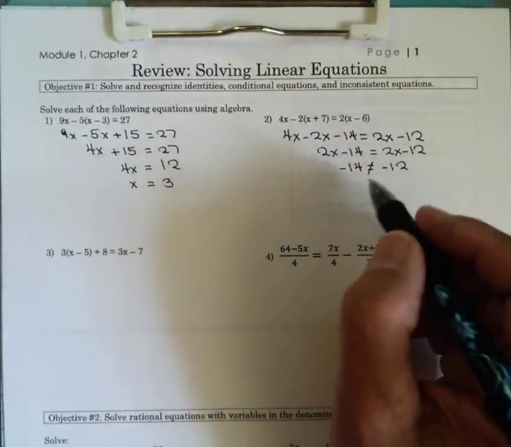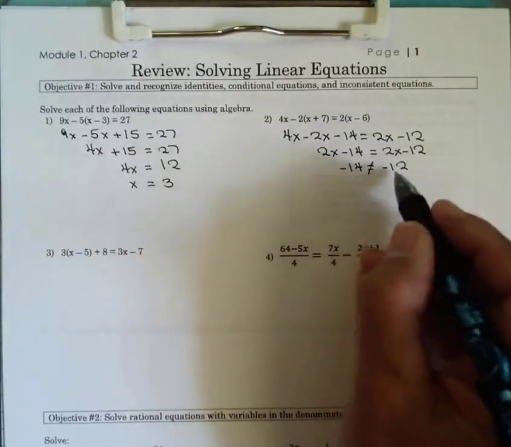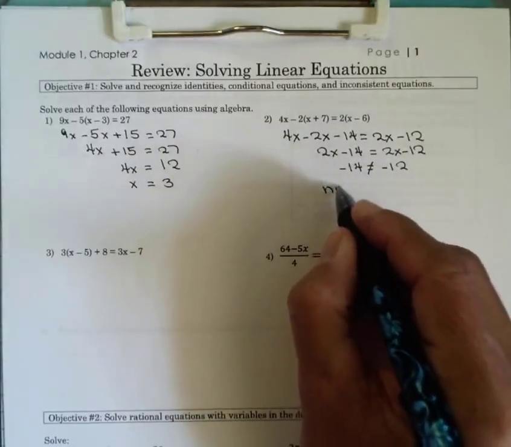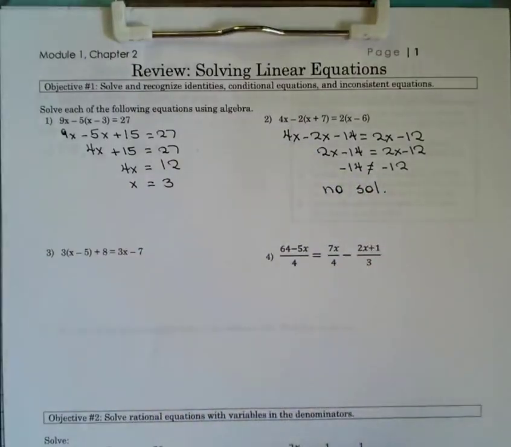And if we hit that situation where our variable term disappears and we have a false mathematical statement, we say there is no solution. There is no real number that will satisfy that equation, so there's no solution to it.